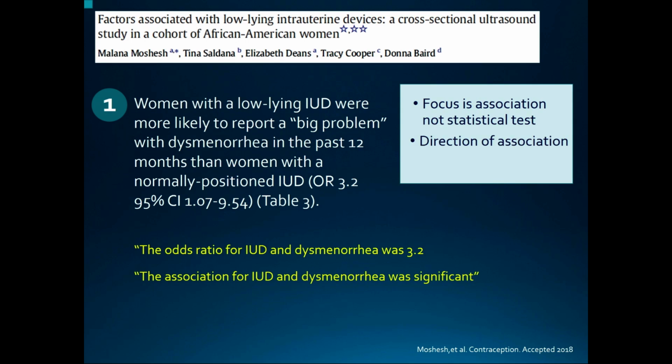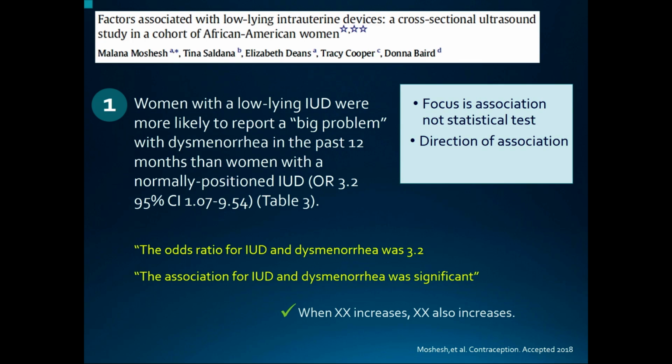Another thing that makes this sentence effective is that they specified the direction of association. Women with IUD were more likely to report dysmenorrhea. If these words weren't included, it would only generically refer to the association without conveying that it's a positive association between IUD and dysmenorrhea. This is really important when you're describing relationships, especially between continuous variables.